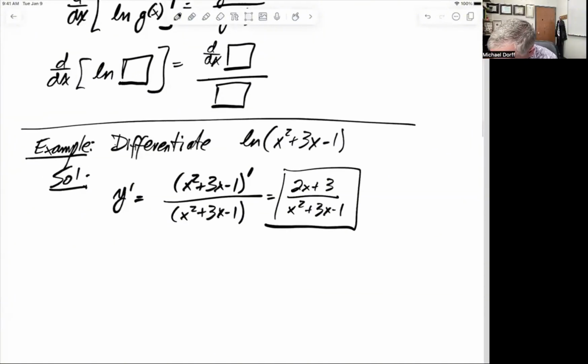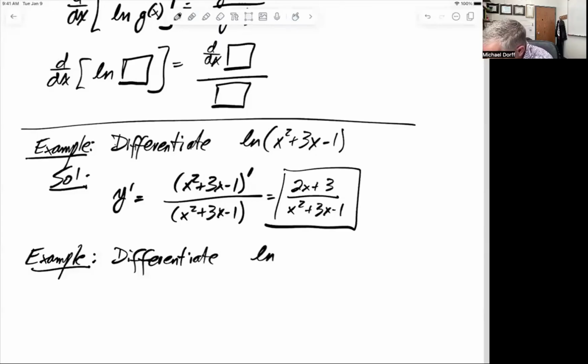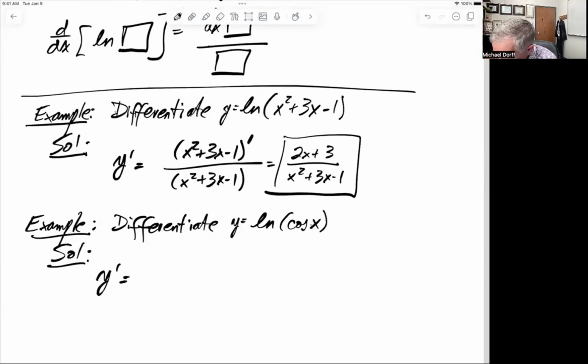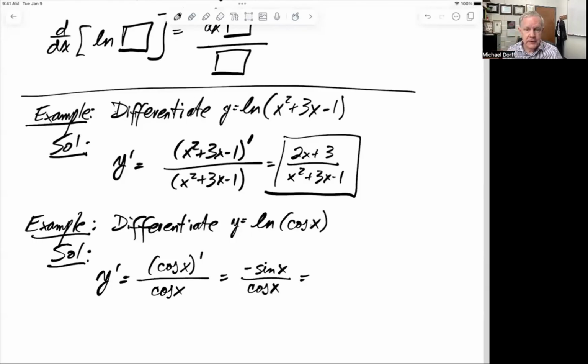Let's do another example. This time we're going to involve a trig function. So we're going to differentiate y equals the natural log of cosine of x. So the solution here is going to be, y prime is going to be, I'm going to take what's inside the parentheses, take the derivative of that and put it on the top, over what's inside the parentheses. So the derivative of cosine is negative sine, and that's all over cosine. And then I can simplify this.